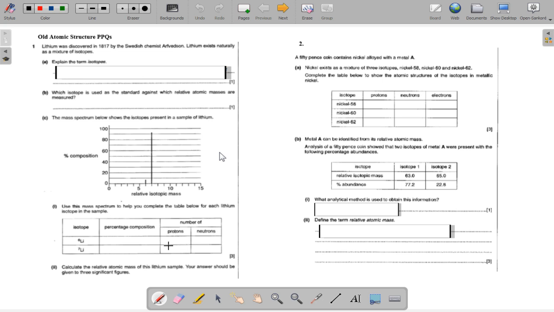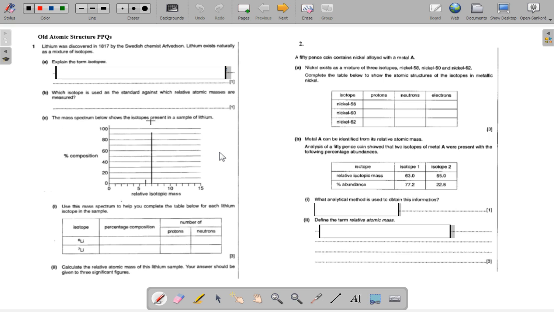And you have a percentage composition table to fill in. Calculate the relative atomic mass of the lithium sample, and the answer should be given to 3 significant figures. So I'll pause for 5 seconds and we'll go through the answers.